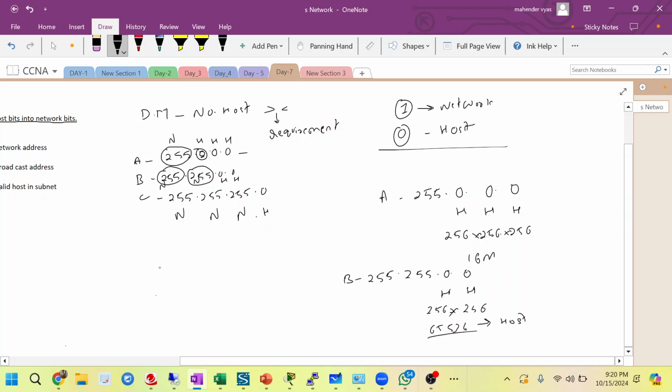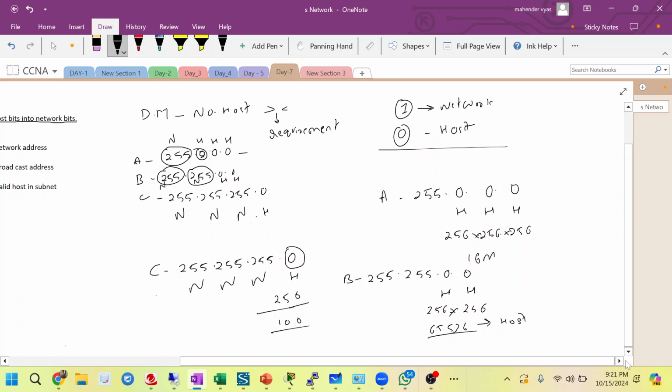Then if you take class C, you have fewer addresses, but still in some cases we don't need all of them. This is network, network, network, but it is host. If it is only one host octet, it would be 256. But there are some requirements that we don't need 256 users in our network. We need less than 256. I need only 100 users in my network, right?